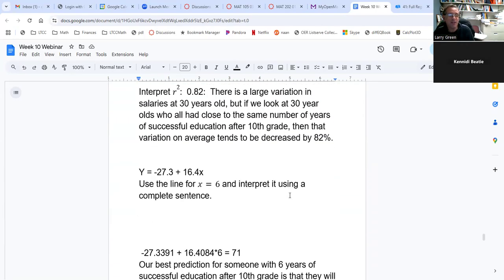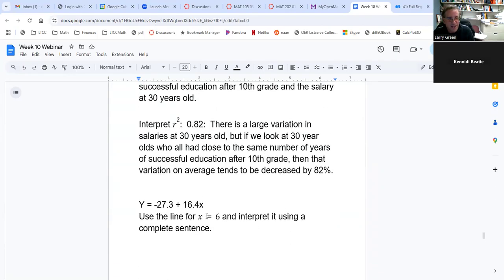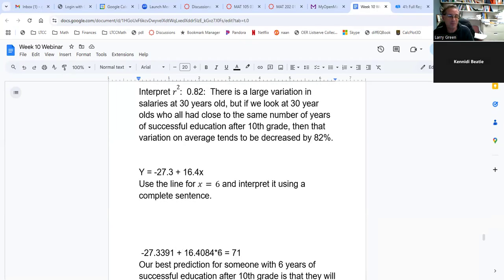Okay, if we want to make a prediction on one more thing, let's say we want to make a prediction on x equals 6, which means 6 years after 10th grade, which is basically a college degree, right? So you graduated high school and did 4 more years of college. That's typically a college degree. So if we plug in the number 6, you go negative 27.3391 plus 16.4084 times 6, you get 71.